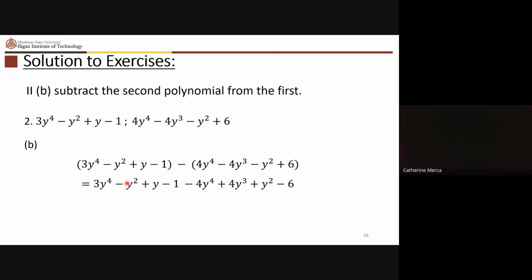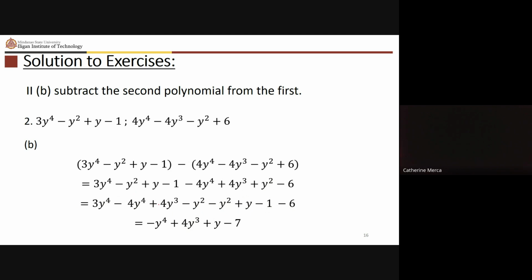The minus of minus becomes plus. Minus of minus becomes plus. Minus of plus becomes minus 6. So 3y to the 4th minus 4y to the 4th plus 4y cubed minus y squared. 3y to the 4th minus 4y to the 4th should give us negative y to the 4th, this is 4y cubed, then y minus 1. This should be plus y squared. Let me just correct that one. It should be plus.